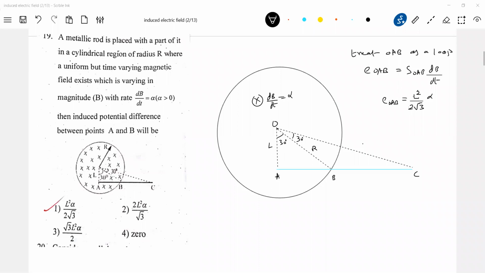Come to Lenz's law. Faraday's law, first Lenz's law. B bar into the plane, negative flux increases, d phi by dt negative, EMF induced positive. So everywhere it should be tangential to the circle drawn, and we will produce such a magnetic field only with a solenoid, inside the cylindrical region of radius r, because a solenoid will not produce the field outside.